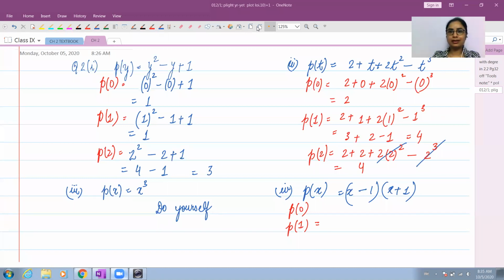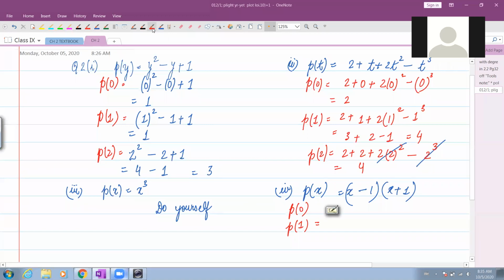I think. Let me just. Still not able to use the controls here.